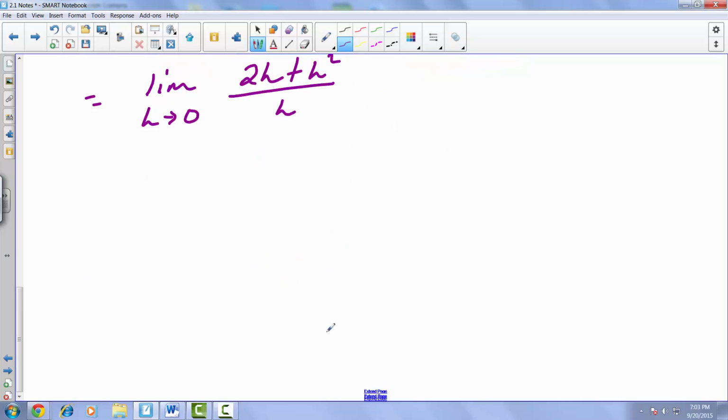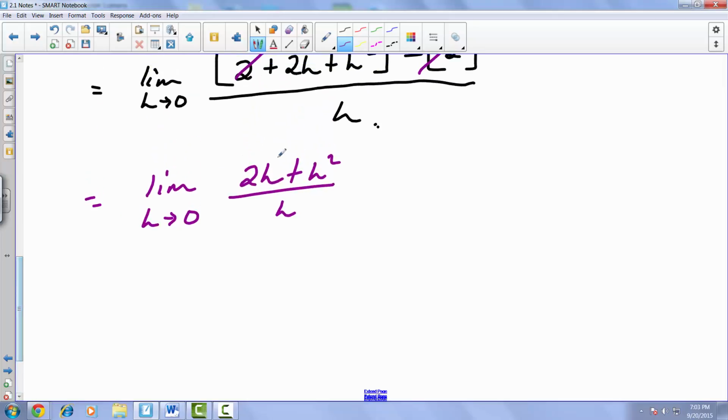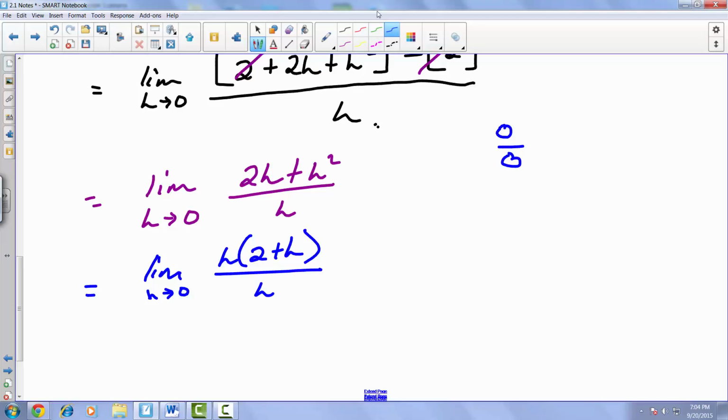And now we can go ahead and factor out an h. The reason why we can't go ahead and take this limit is you get that 0 over 0 indeterminate form that we talked about in the first chapter. And so unfortunately that's not going to quite work. So that's why we're trying some algebraic techniques to simplify this limit. So we end up with the limit as h goes towards 0 of h times (2 plus h) all over h. We see then that they actually do cancel out.